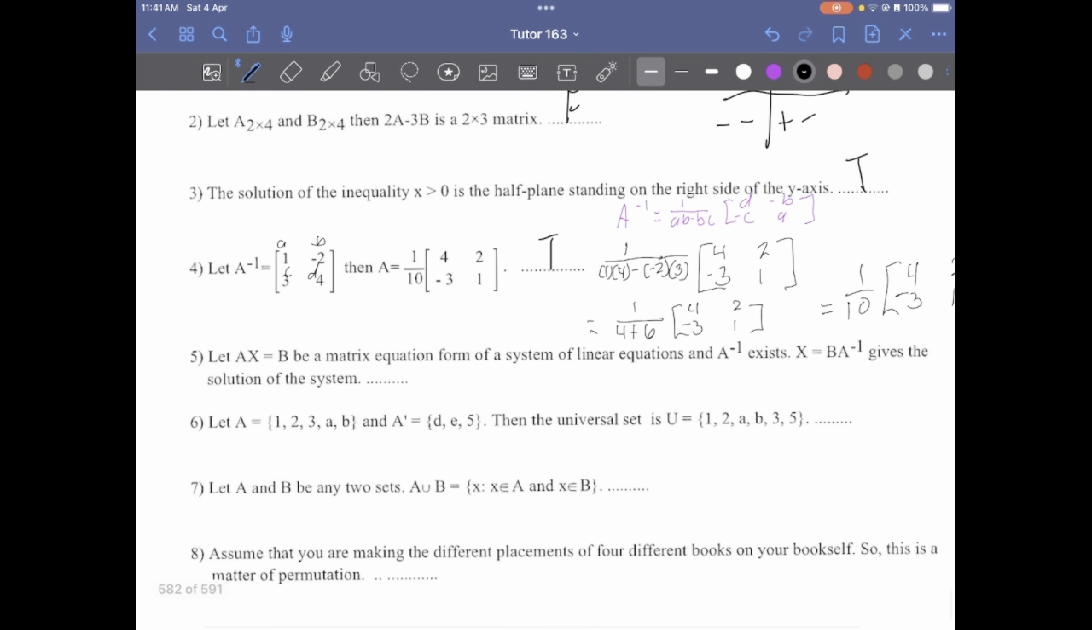Okay, let AX equals B be a matrix equation form of a system of linear equations, and A inverse exists. Then X is equal to B times A inverse gives the solution of the system. This would be false.